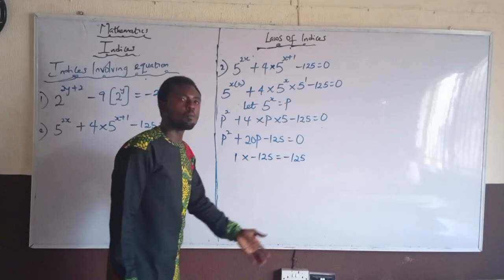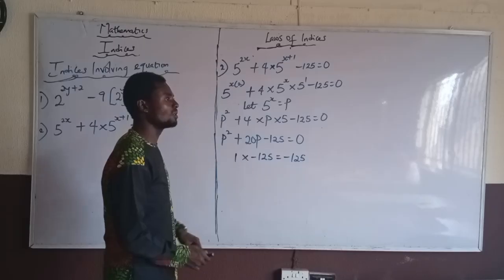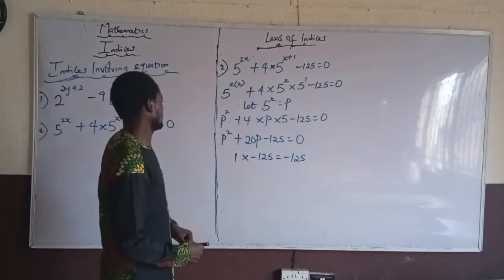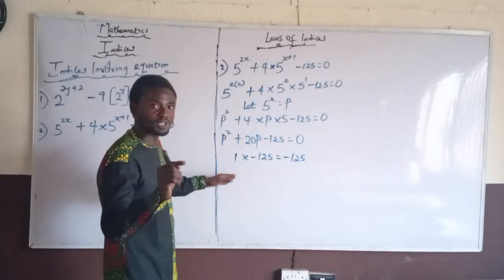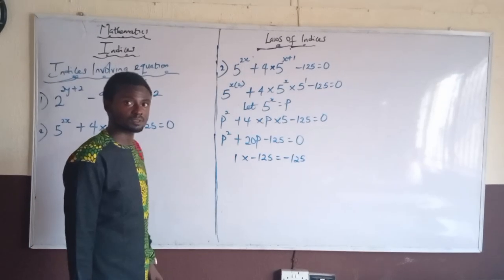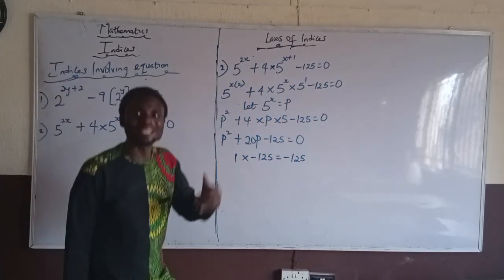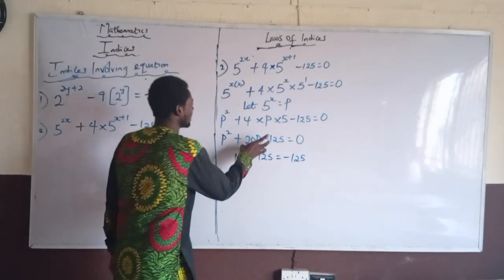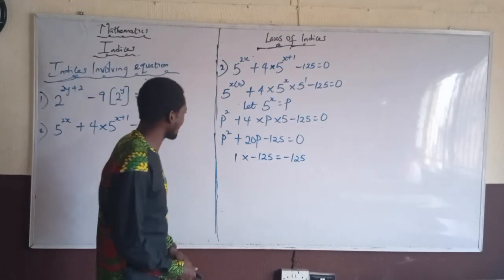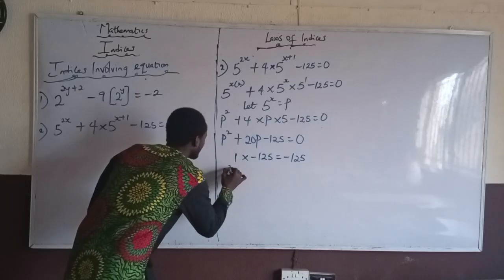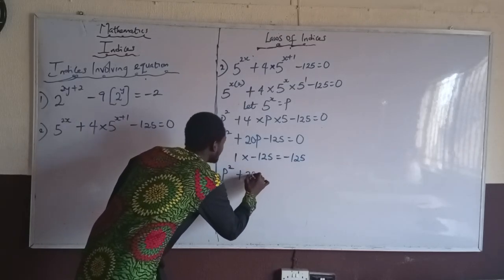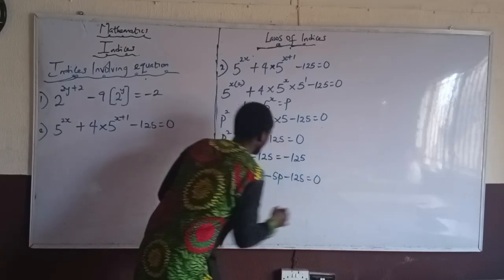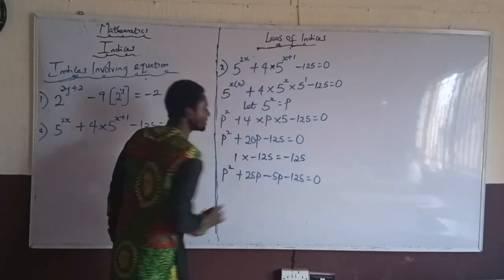So we do 15 multiplied by 5. That should be 15 times 5. Okay, that is 75. So two numbers which when we multiply them together give minus 125, and when we add or subtract give 20. That is 25 and 5. So here becomes p squared plus 25p minus 5p minus 125 equals 0. 25 minus 5 is 20.